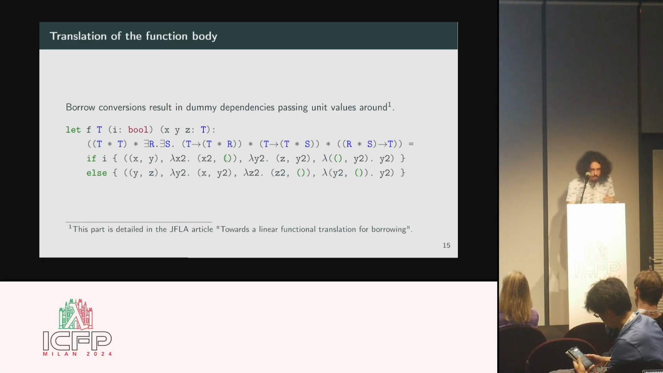Because we see here, for example, that in the first branch, we return a unit type, and in the second branch, we return the real dependency, so the underlying integer. And so we see that for the region B, the concrete value comes either from the left or from the right.